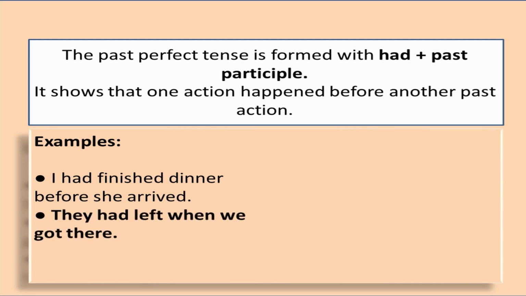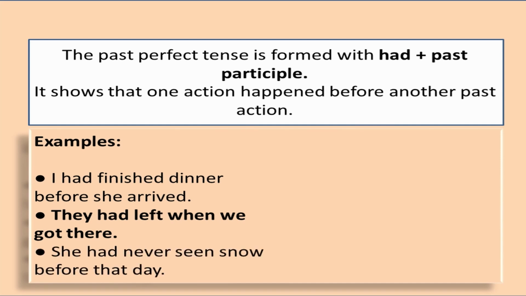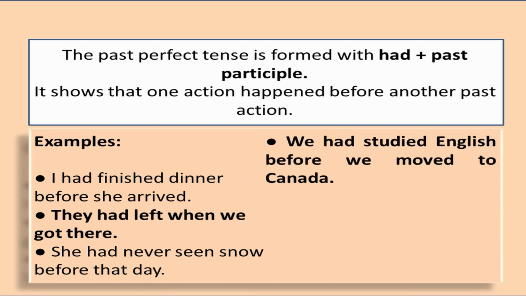They had left when we got there. They had left. First action to leave, second action to get there. So they had left when we got there. She had never seen snow before that day. We had studied English before we moved to Canada. We had studied means the first action that happened was to study English, and then we went to Canada.